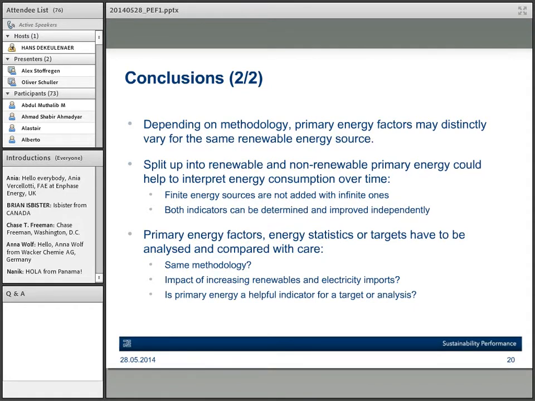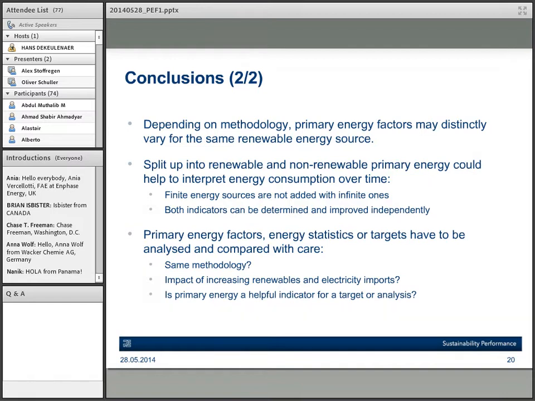And then finally, if we look at primary energy factors and energy statistics or targets, and we analyze them, and we want to make a policy or make conclusions, I think it is very important to compare or analyze these numbers with care. So we have to ask ourselves, is this the same methodology? What actually happens when we have increasing renewables and electricity imports? So what is the impact on my methodology? What is the impact on my primary energy factor or my energy statistics? So I should at least understand what will happen.